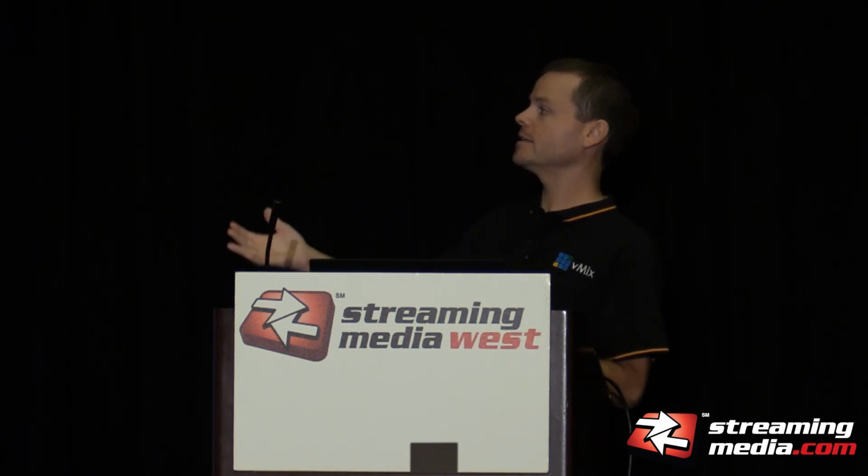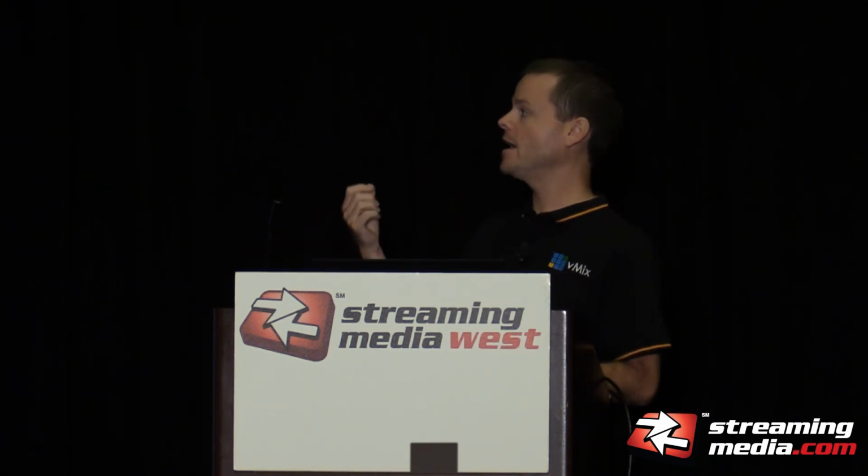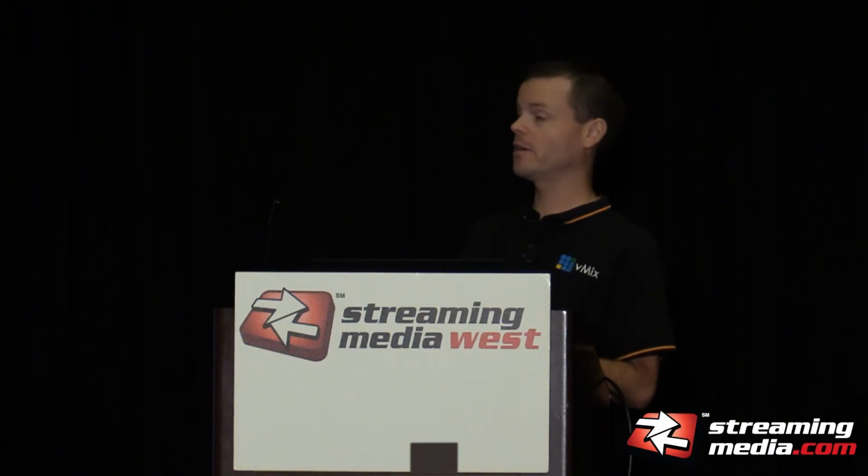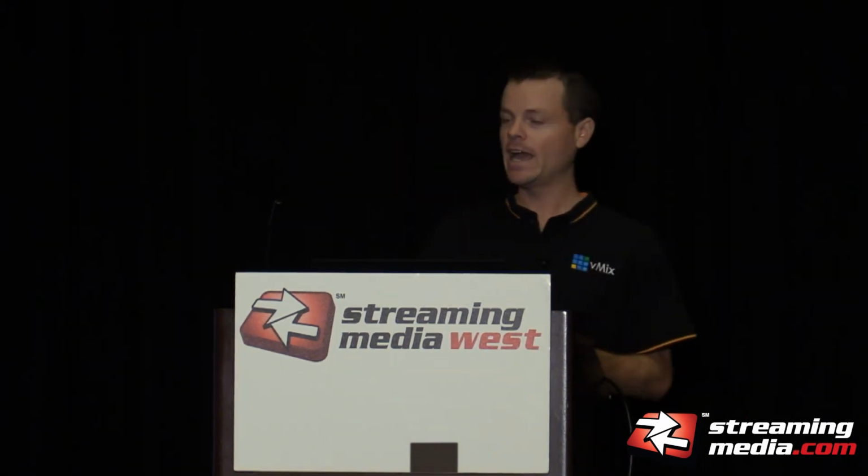So first, let's get the formats and the frame rates out of the way. What standards are we talking about when referring to 4K in the live streaming world? Technically speaking, the resolution for 4K is known as 2160p, or 3,840 pixels wide by 2,160 pixels high. This is also known as Ultra HD.